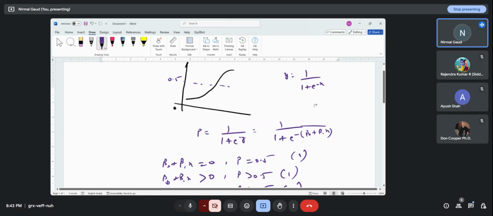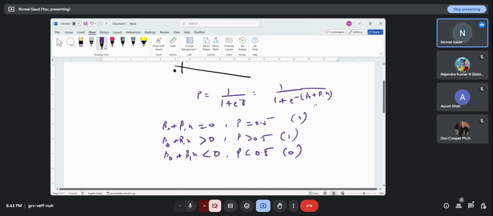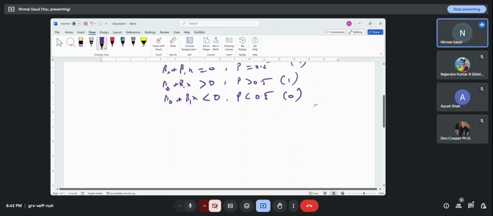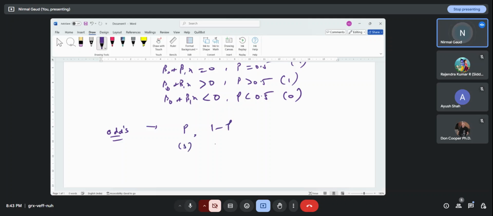Then I need to explain you odds and the odds ratio. That's what I am telling. Yesterday in class also, I think I did mention odds. What do you mean by odds? See, odds is a ratio of probability of success to failure. For example, p is the probability of success and 1 minus p is the probability of failure. So the ratio of p upon 1 minus p is called as odds.